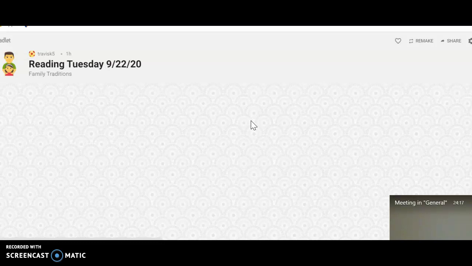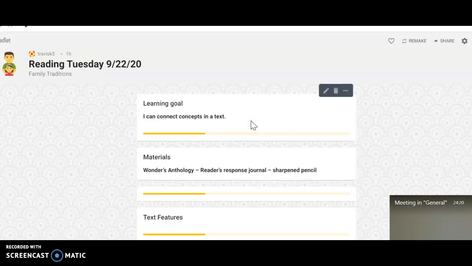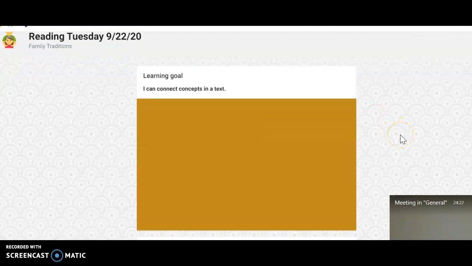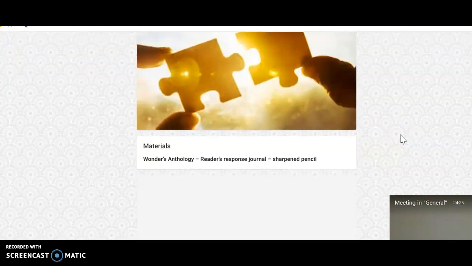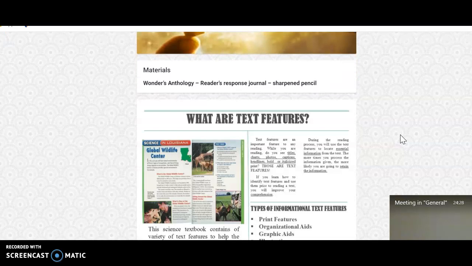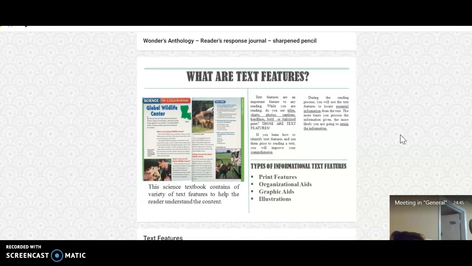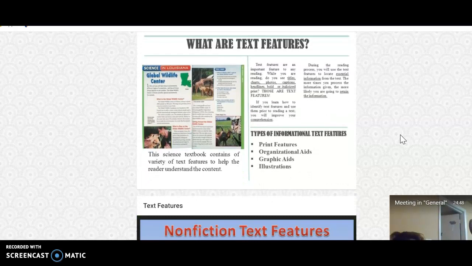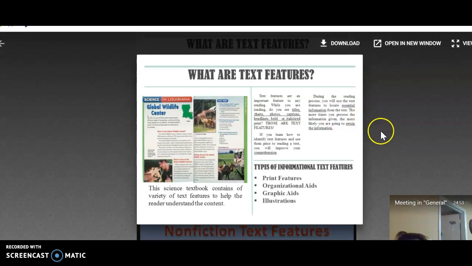So as a part of informational text as well, they have certain what we like to call features. So when you look at yourself in the mirror, you might say, "Oh, I have a very beautiful smile." That's a feature that you have. You might say, "Oh, I have long hair." That's a feature that you have. You might say, "Oh, Miss Travis has really small ears." That's a feature that I have. This type of writing also has features. So text features are an important feature to anything that you read.